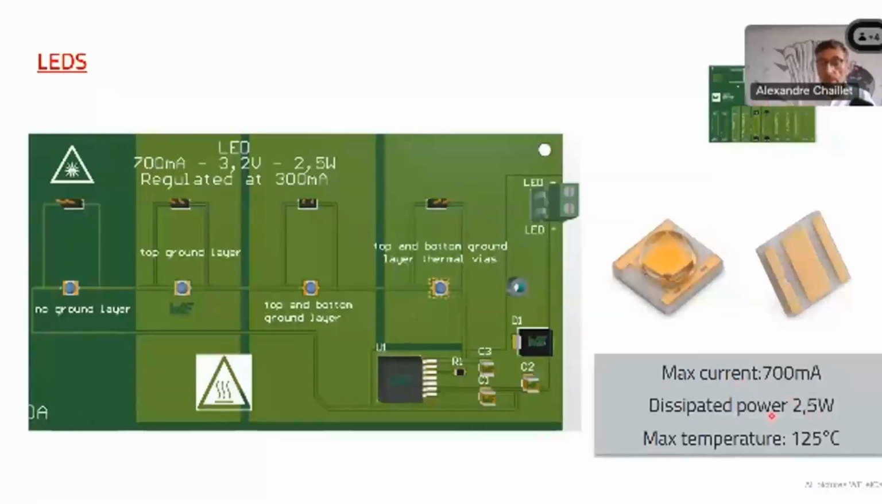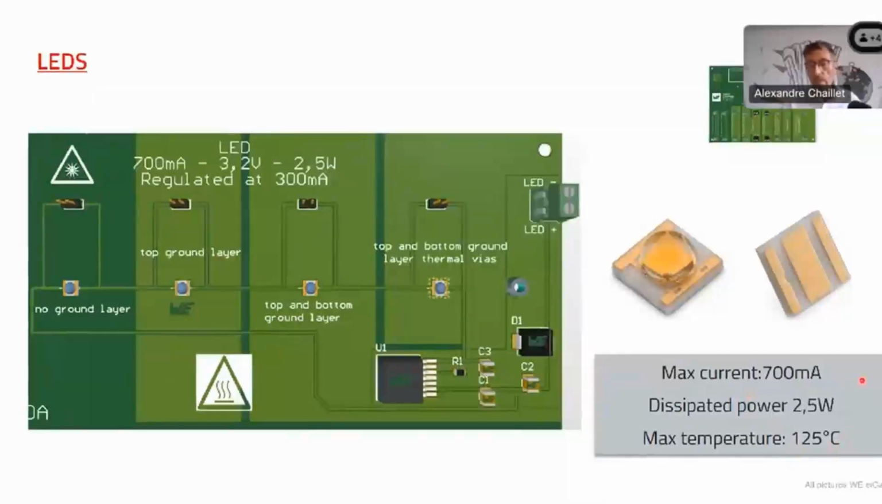So these are power LEDs. The dissipated power is 2.5 watts. This is a lot for a really small component. And the maximum current is 0.7 amp. And I can tell you that these are really powerful LEDs, because you don't have to watch them with your simple eyes. Otherwise, you will see a white color for a couple of hours. So this is a little bit dangerous. The maximum temperature is 125 degrees Celsius.